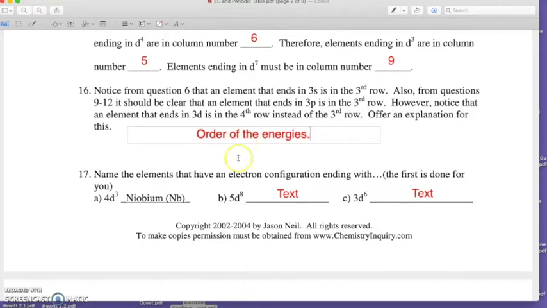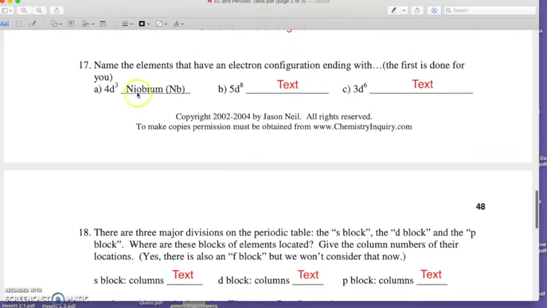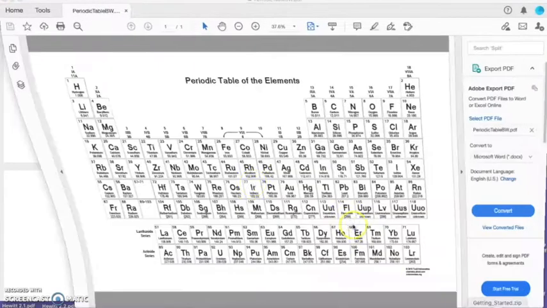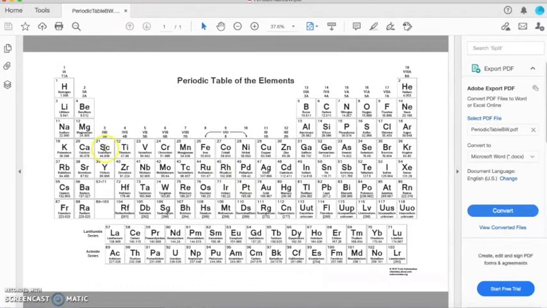So let's see if we can figure some of these out. So 4d3. All right, let's look at 4d3 and see if we can figure this out. So if Ds start at 3, 4d would be down here, this row. All right, and then I go 4d3: 1, 2, 3, and that's niobium, Nb.